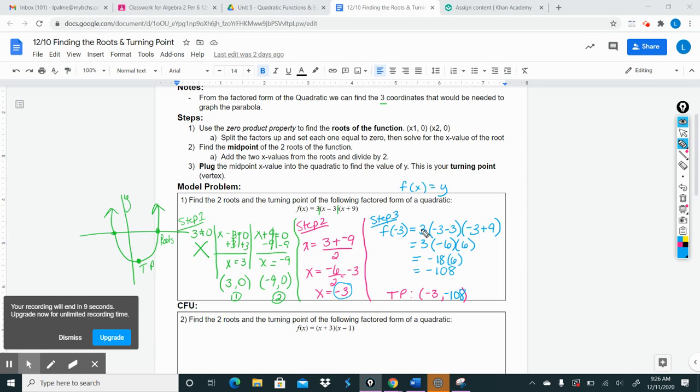Okay, so that is how we utilize our 3 steps to find our 3 coordinates needed to graph a parabola.